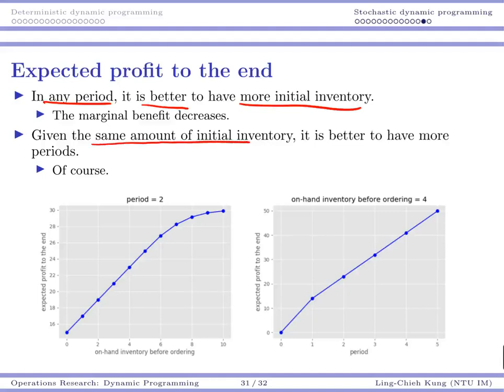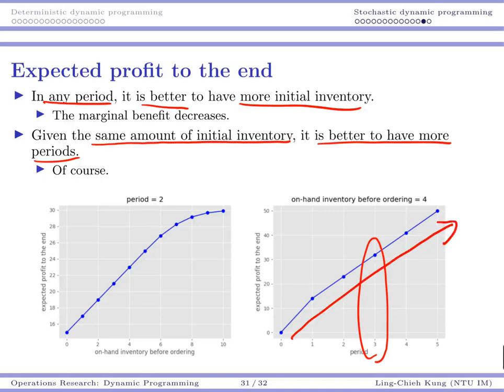Also, given the same amount of inventory, then it's better to have more periods, of course. If you have 3 units now, then if I give you 1 more day, well, you may certainly earn more money, because for that day, you can sell the products that you cannot sell. And also, you still have the chance to do the ordering, right? So it's going to make you better off anyway. Your profit will go up. Expected profit will go up as long as you get more periods.